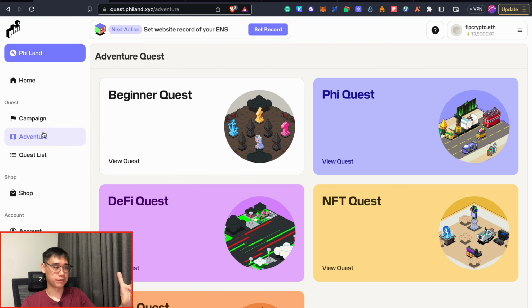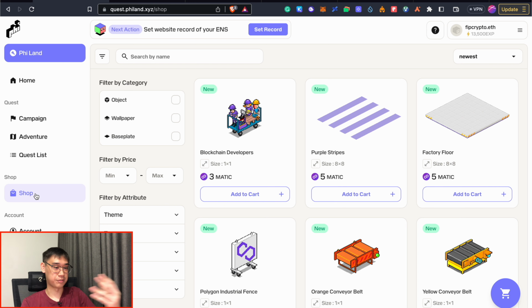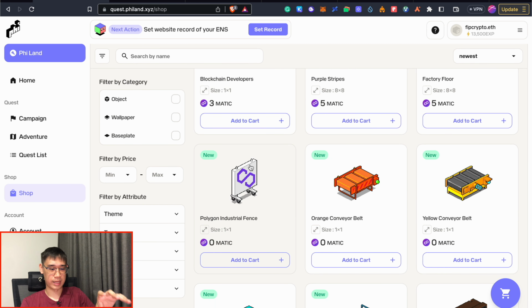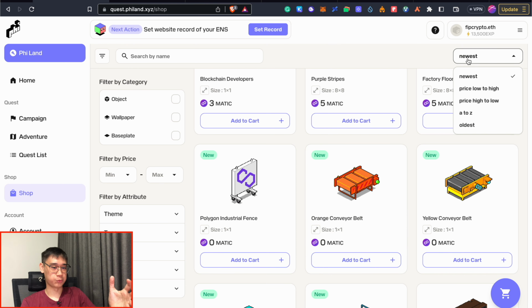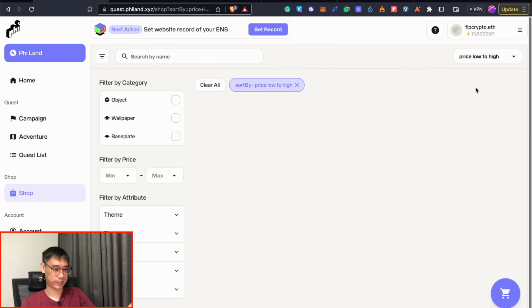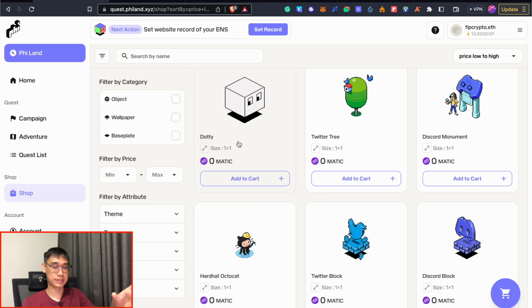Apart from all of these different objects that you can earn by completing this quest, you can also go to the shop to purchase some different items as well. So some of these will cost you quite a bit of Matic, and some of them are actually free. So what I'll do is to sort it by the lowest price, and this will allow me to purchase some of these objects for free, and I only need to pay the gas fees in Matic to purchase these items.